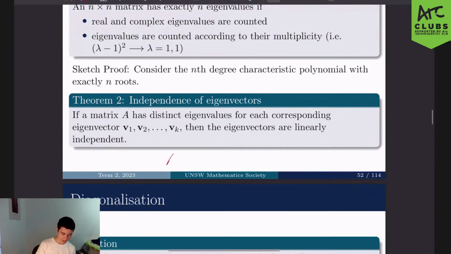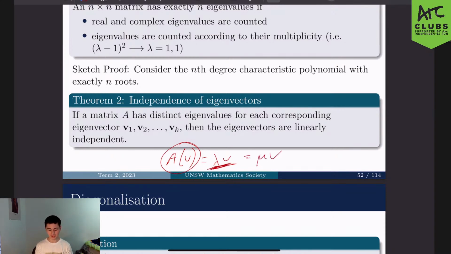Because if I have AV, just to not confuse things, if I have AV equals lambda V, this can be represented as a function. Since it's represented as a function, it is a very specific value. It can't be equal to some mu V, where mu and lambda are not the same.